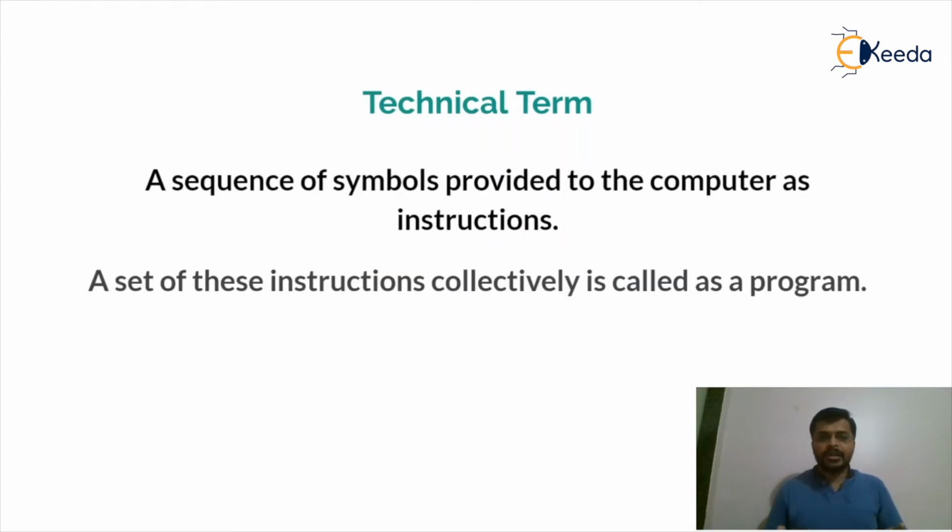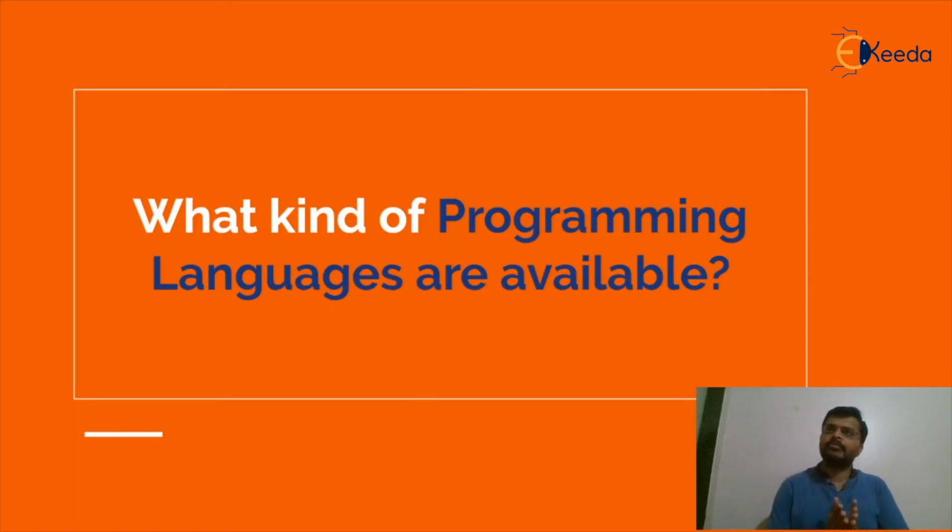In technical terms, it's defined as a sequence of symbols provided to the computer as an instruction. And a set of these instructions collectively is called a program. So we write these programs and give them to the machine, or a computer, to execute. But is there any type of programming language, or what kinds of different programming languages are available?